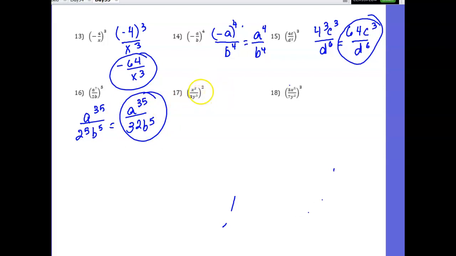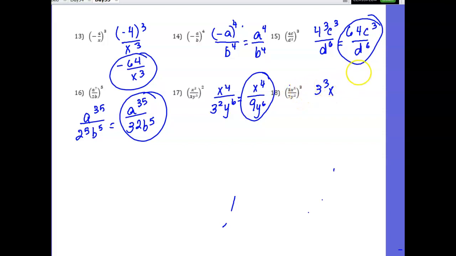All right, number 17, x squared squared would be x to the 4th, and then we would have 3 squared, y to the 6th, so it would be x to the 4th divided by 9y to the 6th. Okay, and then number 18, 3 would be to the 3rd power, x would be 5 times 3 is 15, and then we would get 7 to the 3rd power, and y would be to the 6th power. So we end up with 27 x to the 15th divided by 343 y to the 6th.